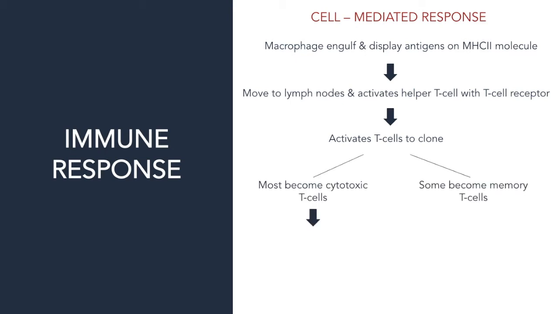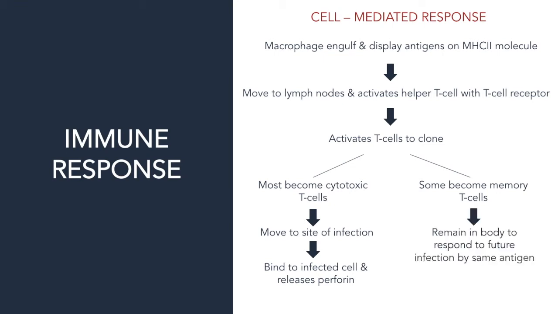The activated helper T cell releases cytokines such as interleukin-2 to stimulate the cloning and differentiation of cytotoxic and memory T cells. The cytotoxic T cells migrate to the site of infection, binding with infected cells, releasing the toxic chemical perforin to destroy them. Memory T cells remain in the body to respond to future infections by the same antigen. The sign of this immune response working can be seen as a fever.